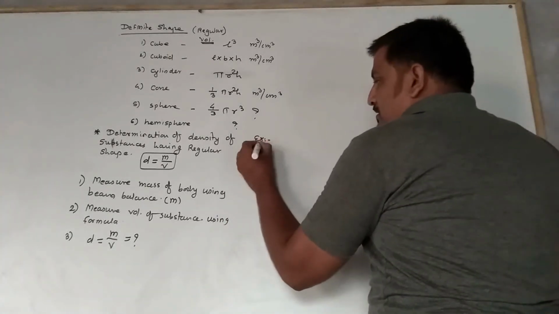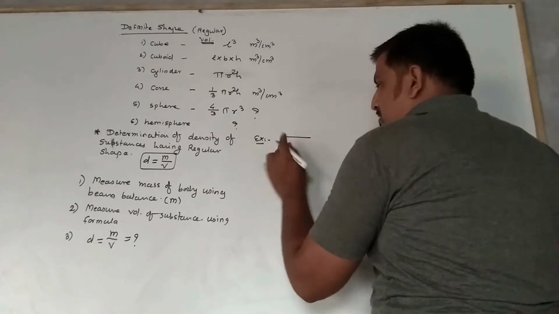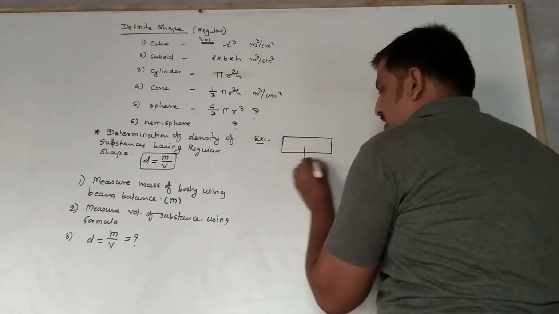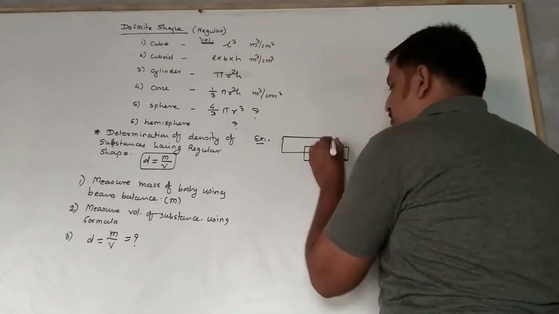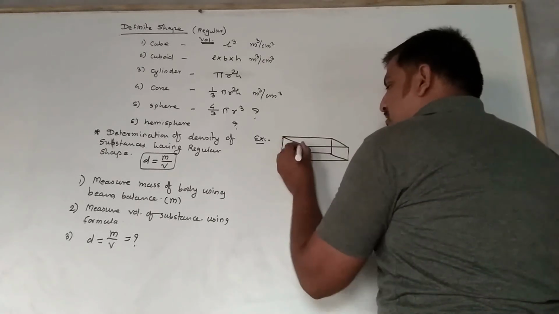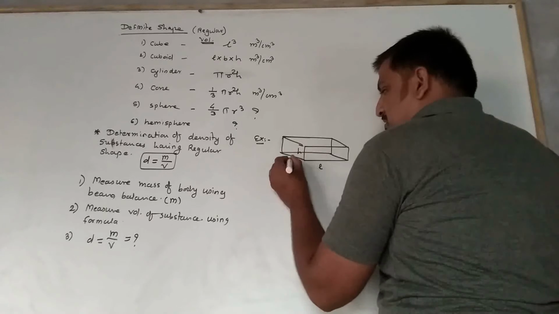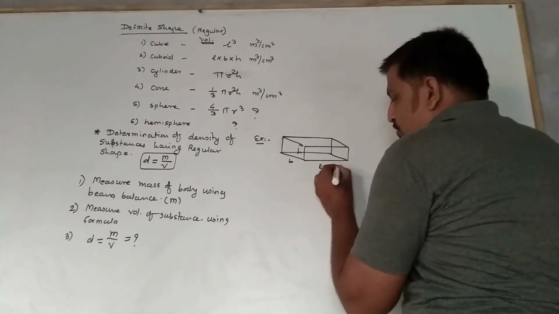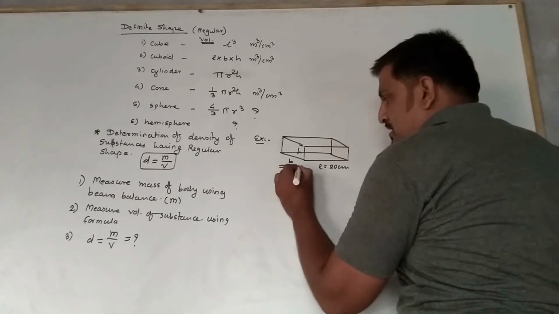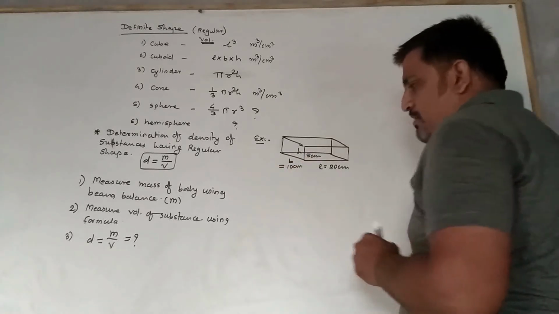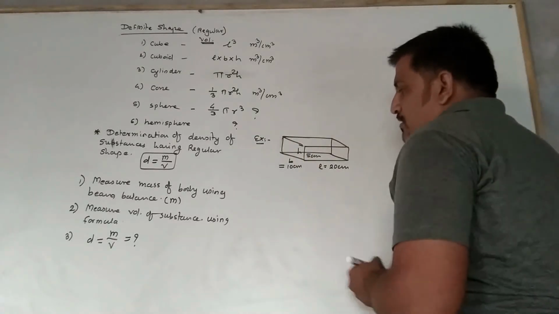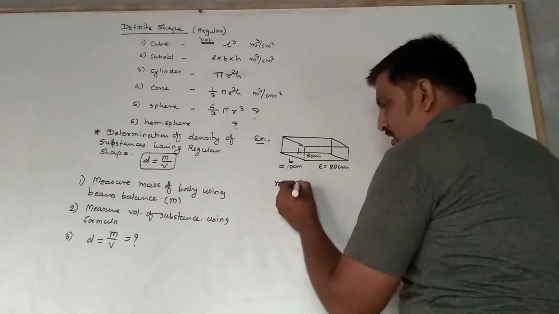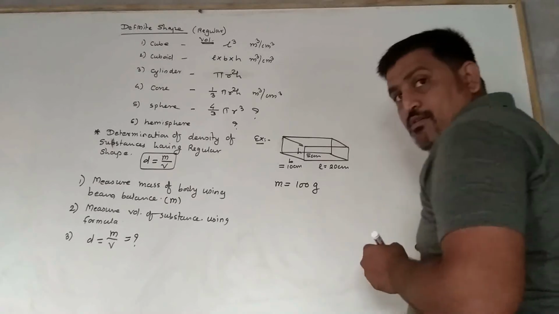For example, if I take a cuboid, right? This is a cuboid shape of the ball. Now it has a length, a height, a breadth, right? LBH. Say this length is 20 centimeter, breadth is 10 centimeter, height is 5 centimeter. Now, first of all, measure the mass of the body. So say mass of this body is 100 gram, right?